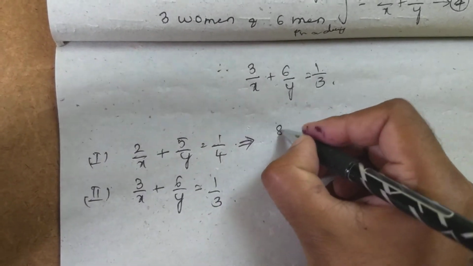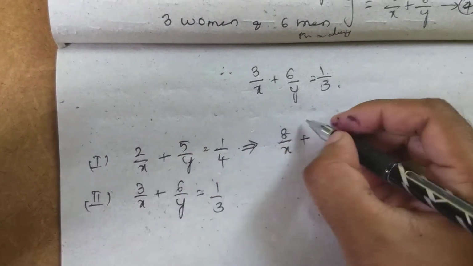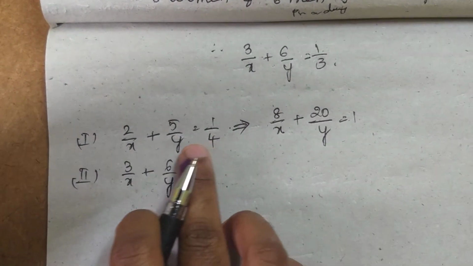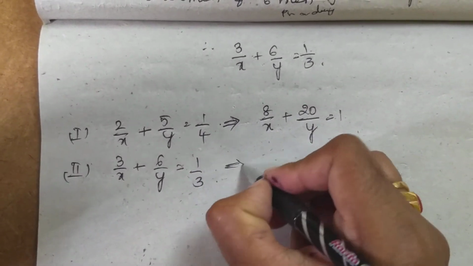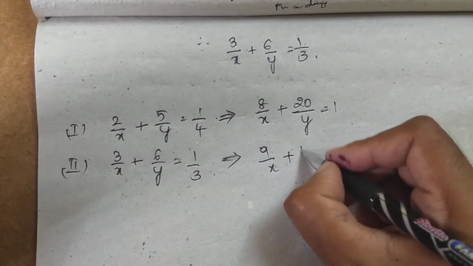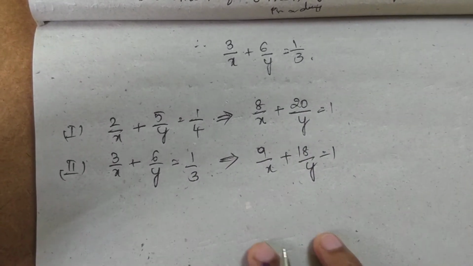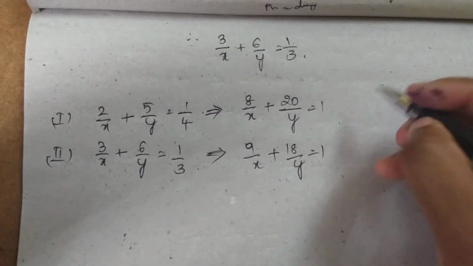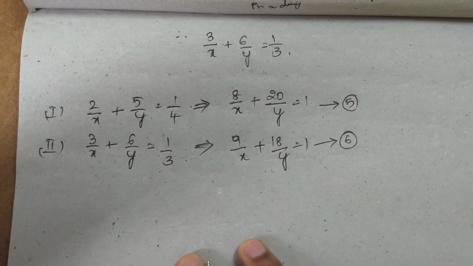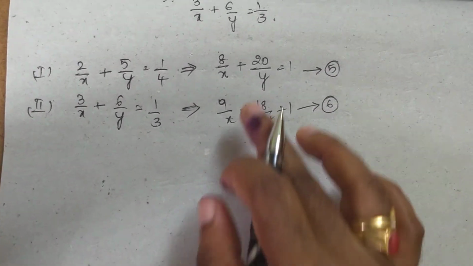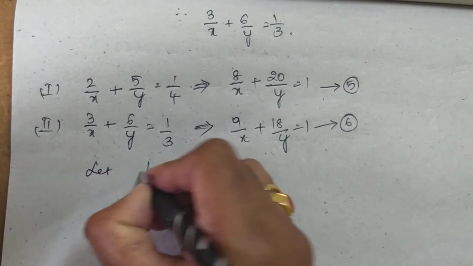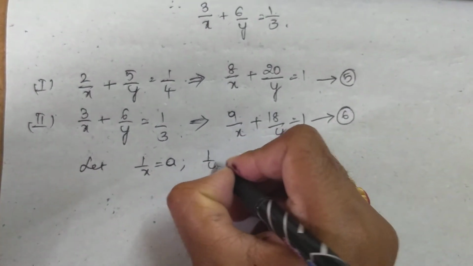4 2s are 8 by x plus 4 5s are 20 by y equals 1. Here I am writing directly; in the exam please try to elaborate it. Again 3 3s are 9 by x plus 3 6s are 18 by y equals 1. So these are the two equations. Put this as equation 5 and this as equation 6. Again, what will we assume? Let 1 by x equal a and 1 by y equal b.